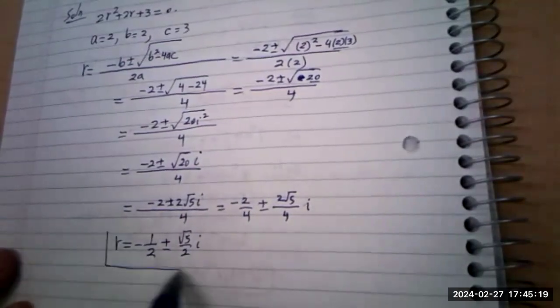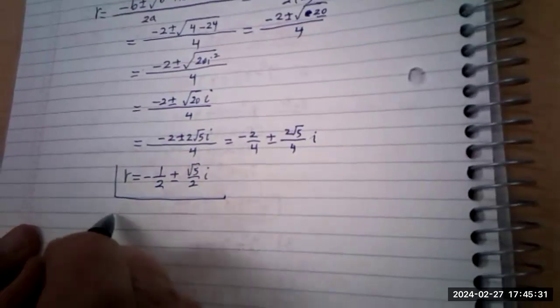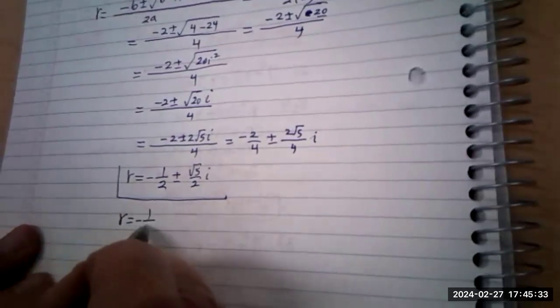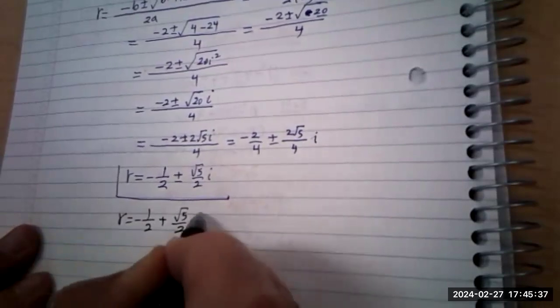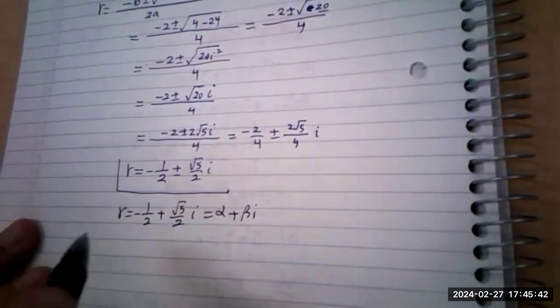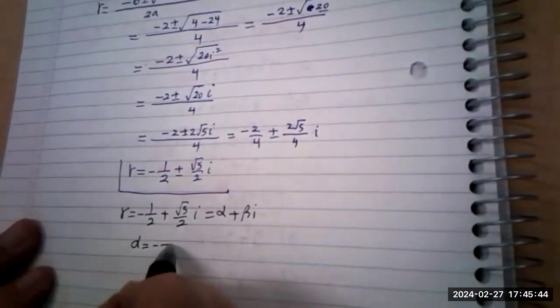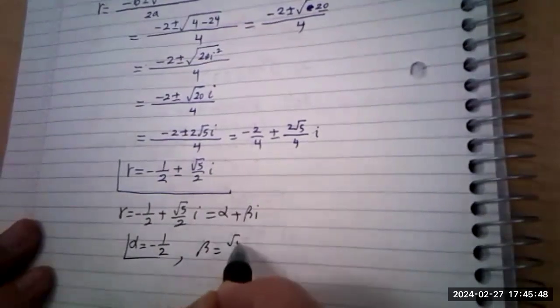This is going to be your r. Any question? Remember, you pick only one of them, the one with the positive sign, and identify alpha and beta. It doesn't matter whichever you pick. So r equals negative one half plus radical 5 over 2 i. The alpha is negative one half, and the beta is radical 5 over 2.